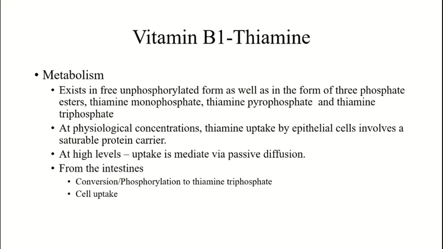Now, thiamine, the first one, exists in a free unphosphorylated form, as well as in the form of 3 phosphate esters. You have the monophosphate, pyrophosphate, and triphosphate. At physiological concentrations, thiamine uptake by epithelial cells is done through protein carriers. At high levels, on the other hand, uptake is mediated by passive diffusion.